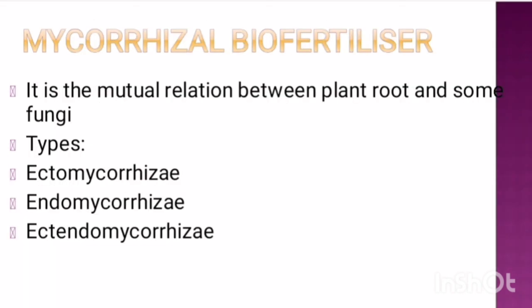We can move to the final topic, that is mycorrhizal biofertilizer. We have already discussed mycorrhizae, types, functions, etc. Mycorrhizae is the mutual relationship between plant root and some fungi. There are three types of mycorrhizae: ectomycorrhizae, endomycorrhizae, and ectendomycorrhizae. Details of these three types of mycorrhizae were already discussed in the previous classes. So you should revise that topic. So this is about biofertilizer. Thank you.